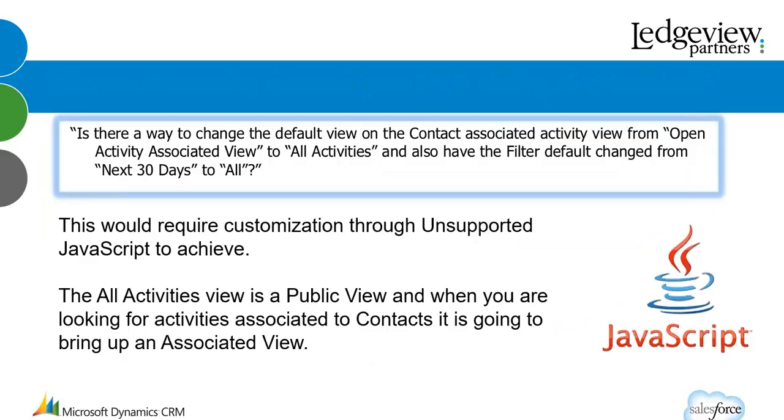This is possible, however, it does require customization through unsupported JavaScript. We highly recommend you contact us at CRM support, and we can work to have this unsupported JavaScript implemented to achieve this result for you. The reason this requires JavaScript is because the all activities view is a public view. And this individual is bringing up an associated view. So when you're bringing up an associated view, it's automatically going to bring up a type of associated view and not a public view.